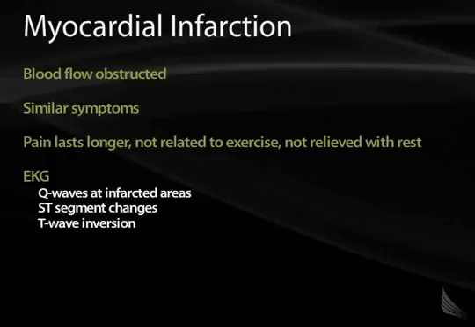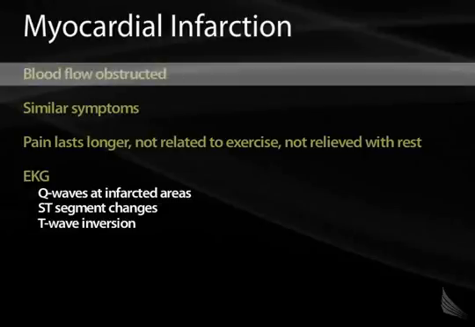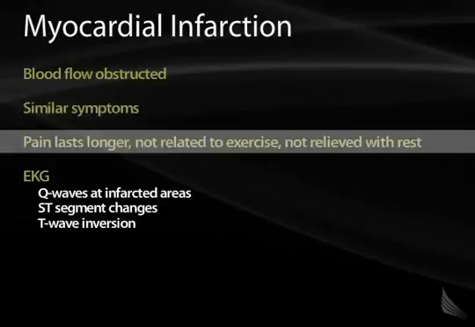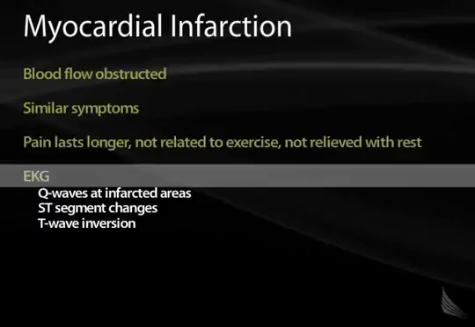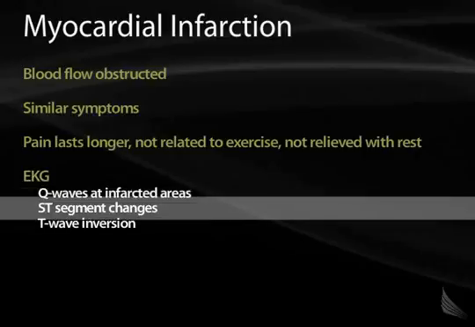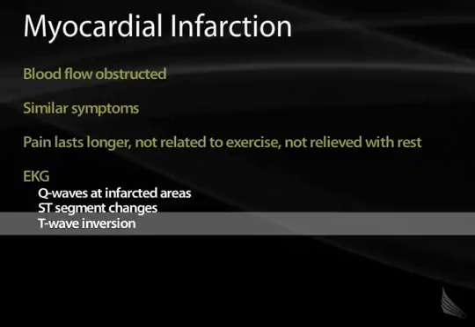A myocardial infarction can also be diagnosed from an electrocardiogram. During myocardial infarctions, blood flow has been obstructed to a degree where it causes death of the myocardial cells. Myocardial infarction can have similar symptoms to that of myocardial ischemia, though the pain lasts longer, is not always related to exercise, and is often not relieved with rest once the tissue has infarcted. On an EKG, what you may see are Q waves, large Q waves at infarcted areas. The ST segment may also change. You may see ST elevations at infarcted areas, or ST depressions, as well as T-wave inversions.